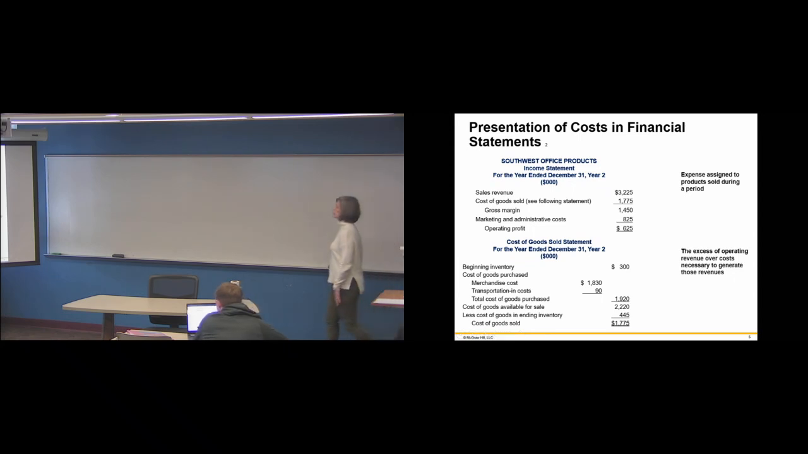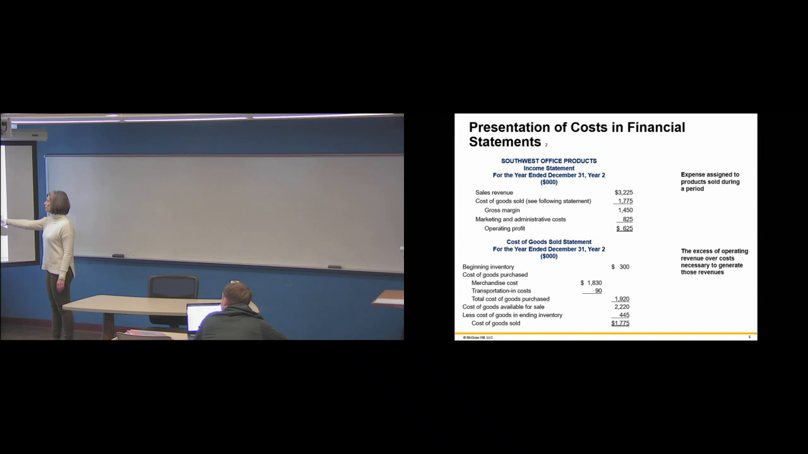We got some more things to review here. So there we have, this is a different example here. We've got Southwest Office Products. So this company obviously sells products, not a service. And so terminology changed just slightly. Cost of goods sold instead of cost of services rendered, right? But still, think of the word cost as an expense, right? And kind of following the same pattern.